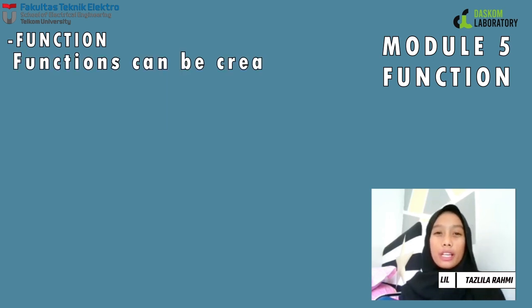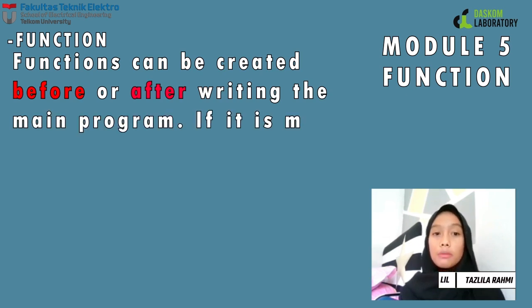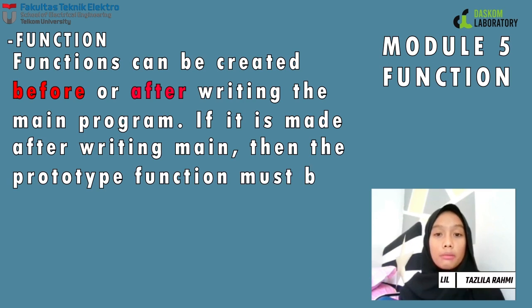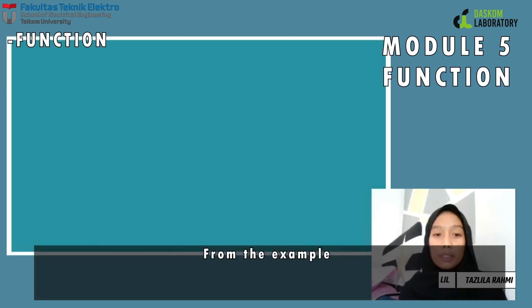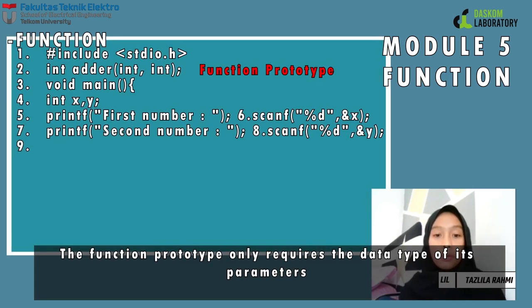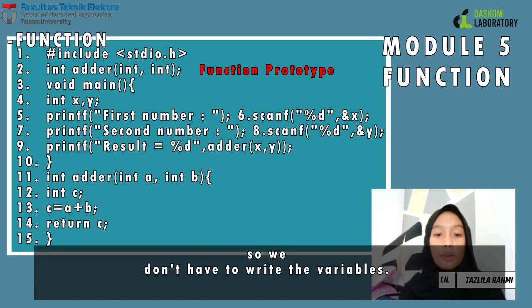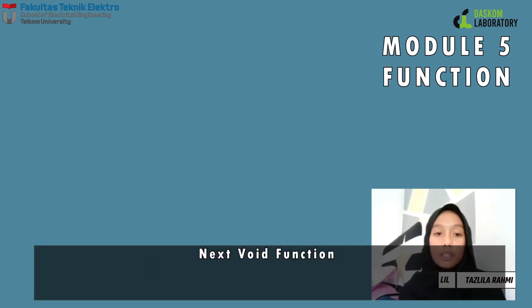Functions can be created before or after writing the main program. If it's made after writing main, then the prototype function must be written at the top of the program. From the example, the function prototype only requires the data type of its parameters, so we don't have to write the variables.